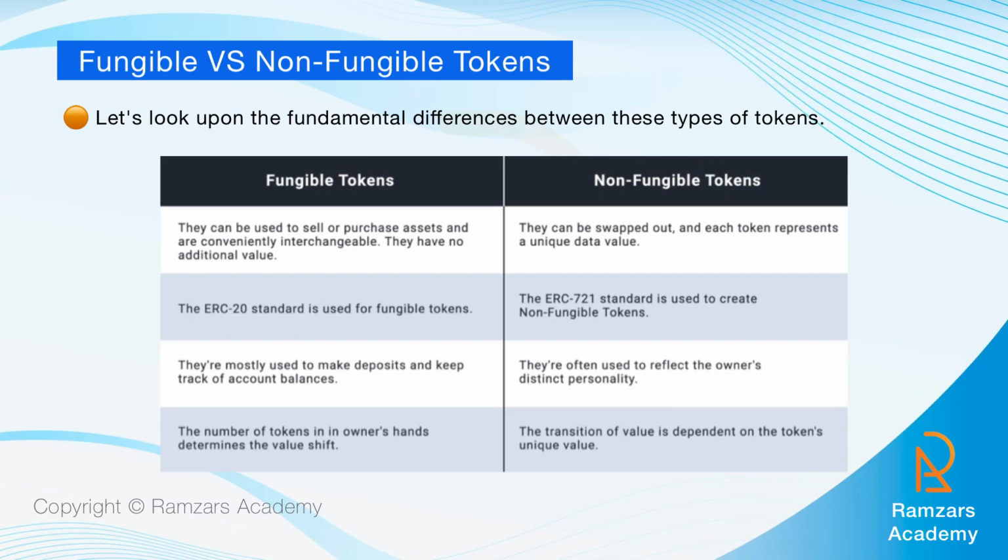Fungible tokens are built using the ERC20 token standard, where ERC stands for Ethereum Request for Comment. ERC20 is a collection of rules and a standard that all smart contracts on the Ethereum blockchain must follow in order to create a token. On the other hand, NFTs are created using the ERC721 token standard on Ethereum and its compatible blockchains. Each ERC721 token has unique properties, values and worth. Non-fungible tokens are used to reflect the owner's unique entity, whereas fungible tokens are used to perform payments and track balances. The number of tokens in an owner's hands determines the value shift in fungible tokens, whereas value transfer in non-fungible tokens is based on the token's unique worth.